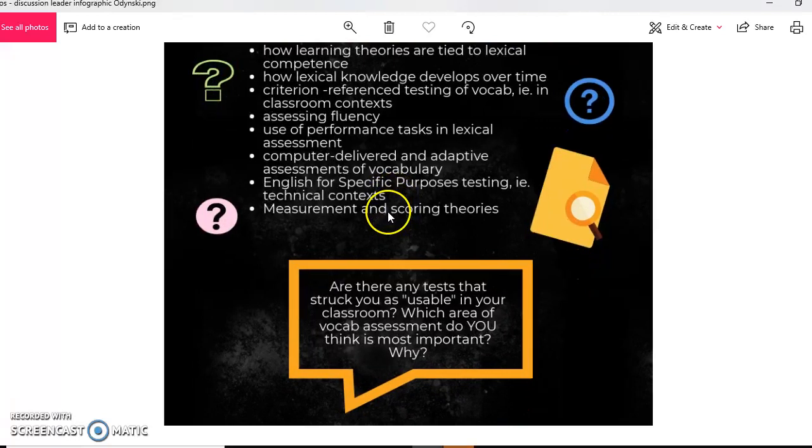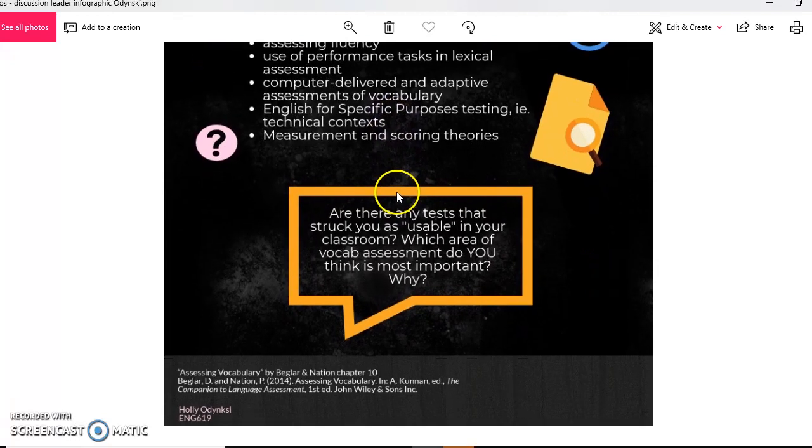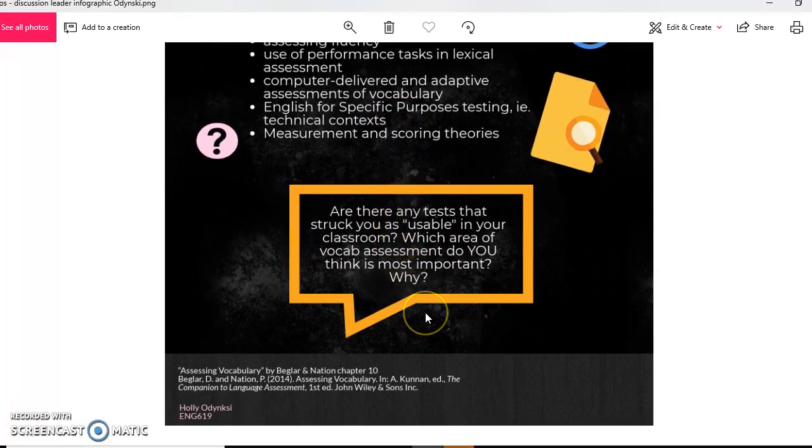Finally, I'd like to go through 2 discussion questions, and I'm pretty sure these are the ones that will be posted to the discussion board. I want you to think, did any of those tests strike you as usable in your own classroom? Which and why? And then which area of vocabulary assessment do you think is most important and why? So receptive, productive, or depth of lexical knowledge. Which of those is more important to you in your classroom or in your context, and why?